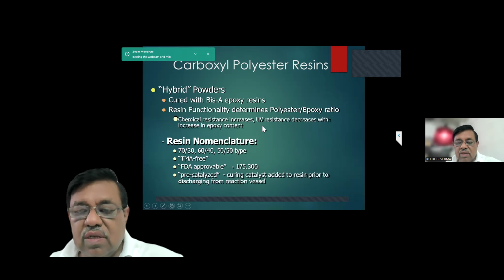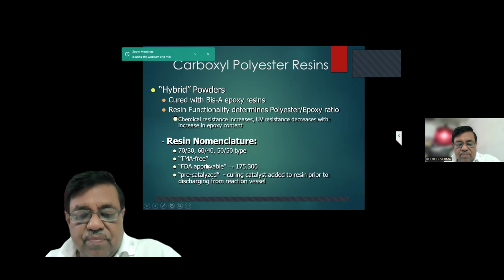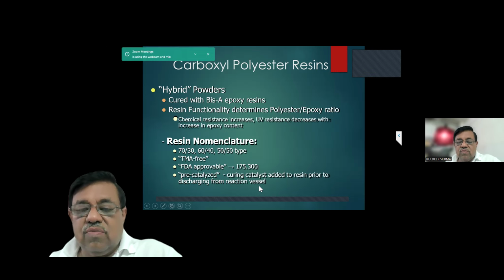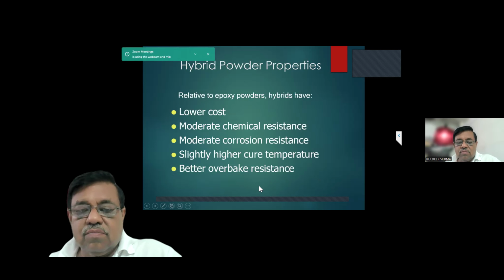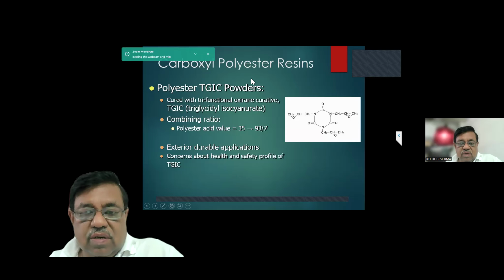Normally, in the hybrid system chemistry, the ratio is 70-30, 60-40, 50-50. TMA free or FDA approval. Pre-catalyzed: curing catalyst is added to the resin prior to discharging from the reaction vessel, just to give better reaction. Hybrid powder is used for metal furniture, shelving, storage fixtures, appliances, general metals. Carboxyl polyester is for outdoor exposure.